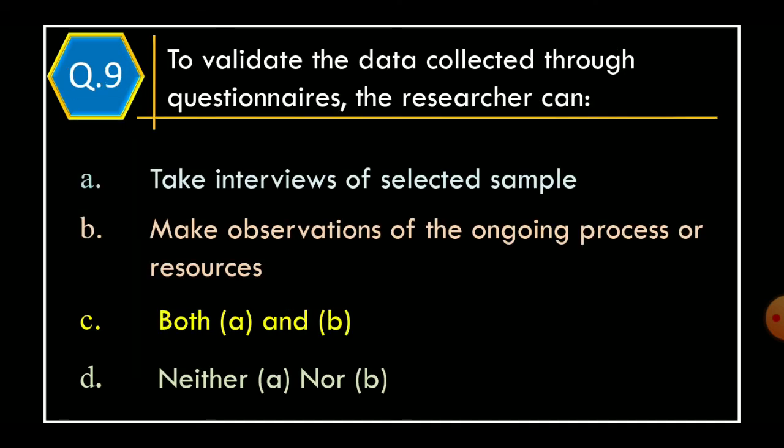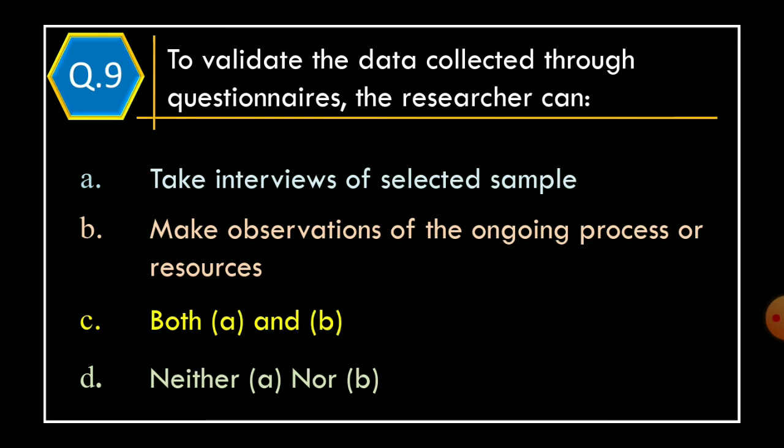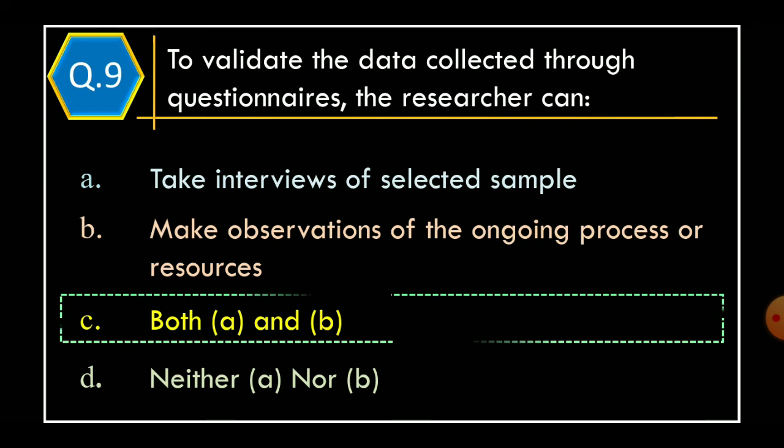Question 9. To validate the data collected through questionnaires, the researcher can option A, take interviews of selected sample. Option B, make observations of the ongoing process or resources. Option C, both option A and B. Option D, neither option A nor option B. And correct option is option C, both option A and B.